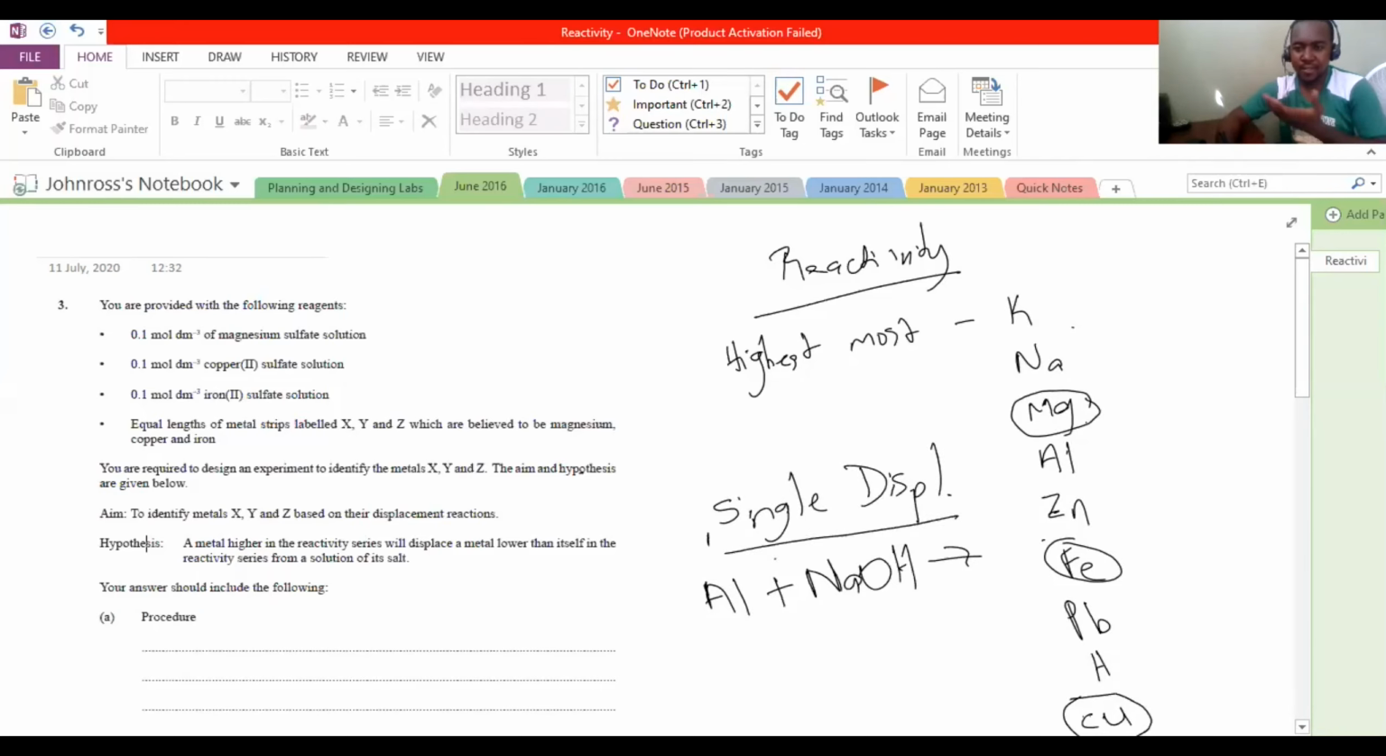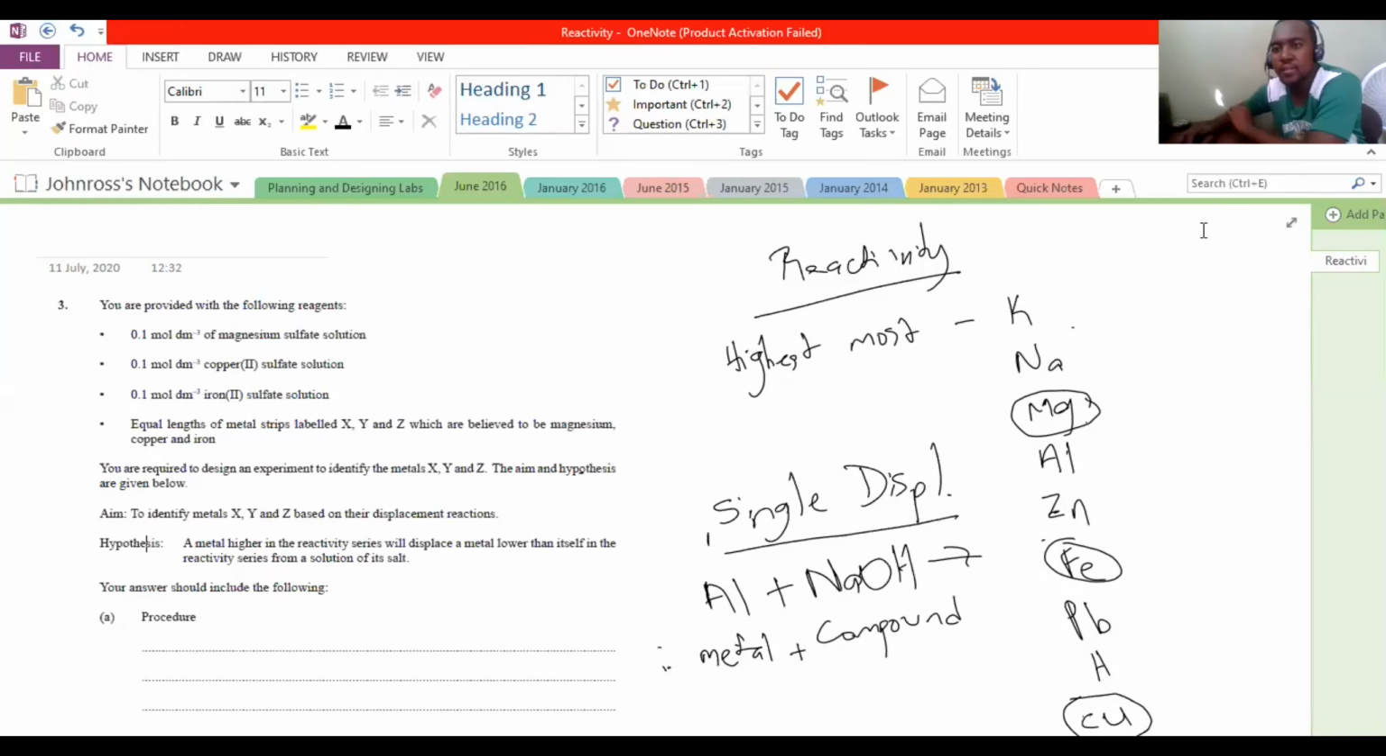And the reason why it's a single displacement reaction is because we have a metal that is being reacted with a compound, right? So that's the reason why it only works in this order. So single displacement reaction. Thanks, Isaiah. It doesn't work if it's a double displacement, because each metal from each compound will just switch places regardless of where they are in the reactivity series.